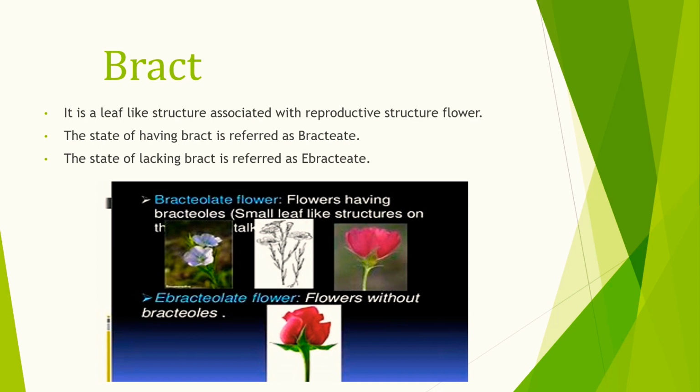Bract. Bract is a leaf-like structure. It is a modified leaf associated with the reproductive structure which is called as the flower. The state of having the bract, अगर bract है तो हम कहेंगे bracteate. It is referred as bracteate condition of the flower, and the state of lacking them is referred as abracteate.